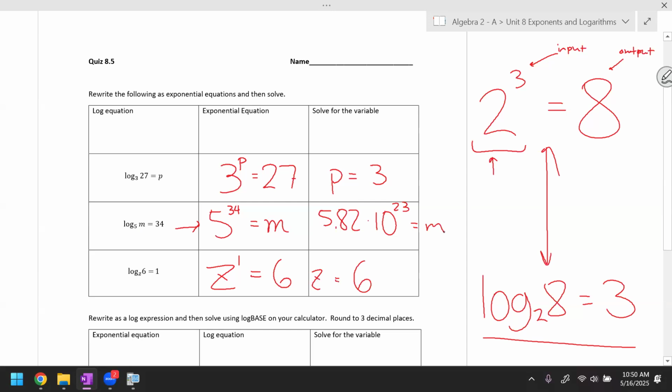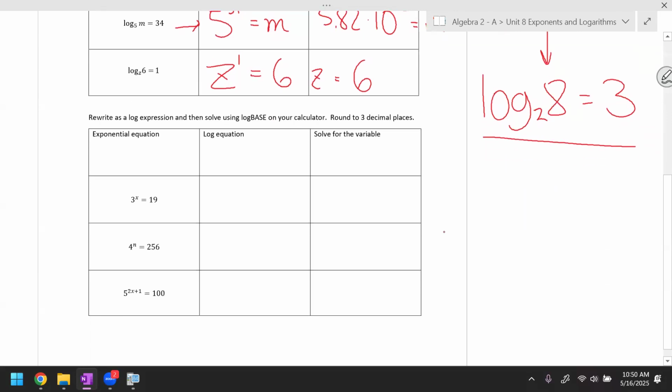Let's move on and go the other way. We're going to take a bunch of exponentials and write them as logs. So 3 to the power of x equals 19, which means log base 3. And where does this x go? Does the x go on its own, or does it go inside the logarithm? It's going to go out here. There's my x, and the 19 will go inside.